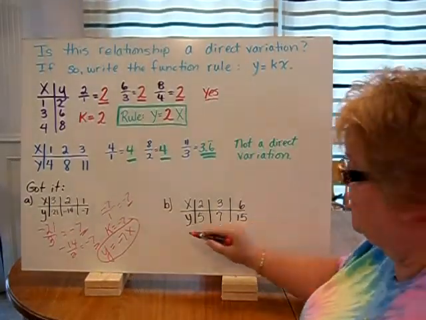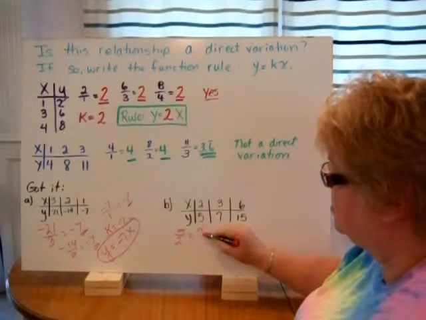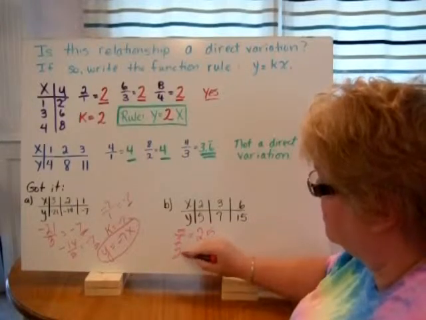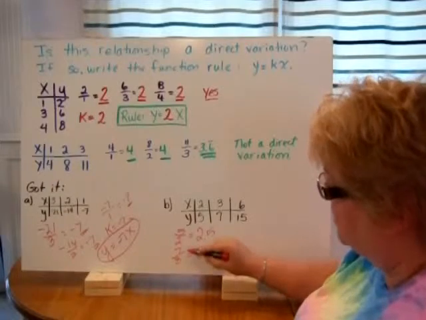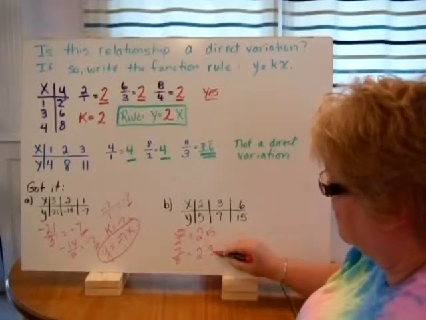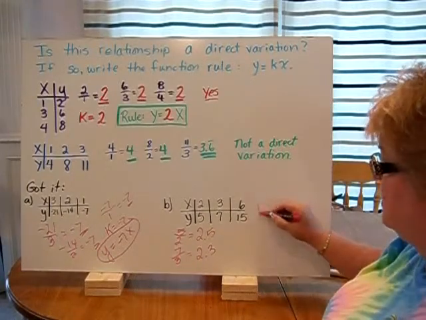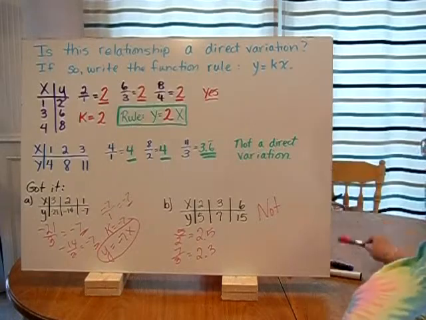In the next problem, we do 5 divided by 2 to give us 2.5. We do 7 divided by 3, which will give us 2.3. Already we can see that these two numbers are not the same, so this is not a direct variation problem, and we can stop there.